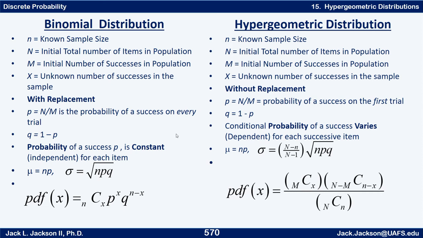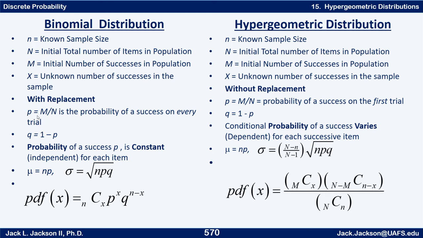Now the difference is basically we're drawing with replacement in the binomial distribution, and we're drawing without replacement in the hypergeometric distribution. The probability of success the first time is always M over N. So that's capital M over capital N. In other words, the number of successes in the population divided by the number of items in the population, the proportion of successes in the population, that's the probability of success on the first trial. Now, if we do it with replacement, that's the probability of success on every trial, P.